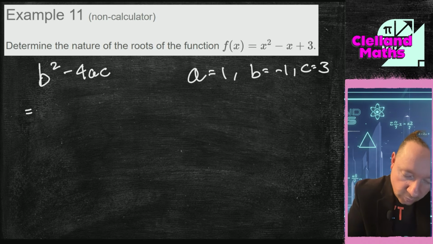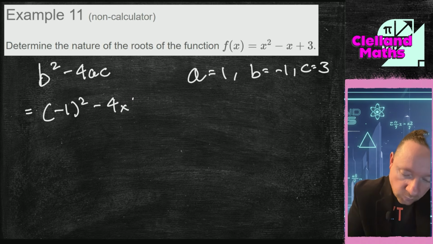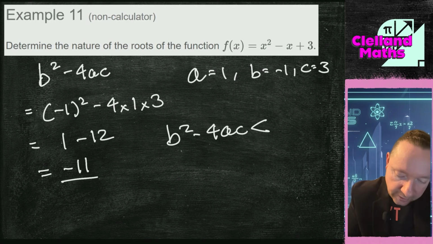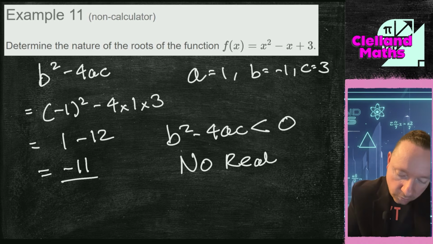So b squared minus 4ac is minus 1 squared minus 4 times 1 times 3. That's 1 minus 12, which is minus 11. So since b squared minus 4ac is negative, less than 0, there are no real roots.